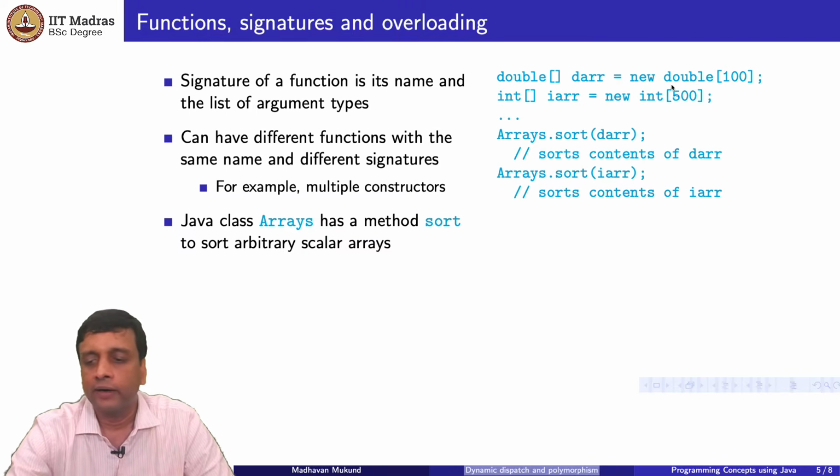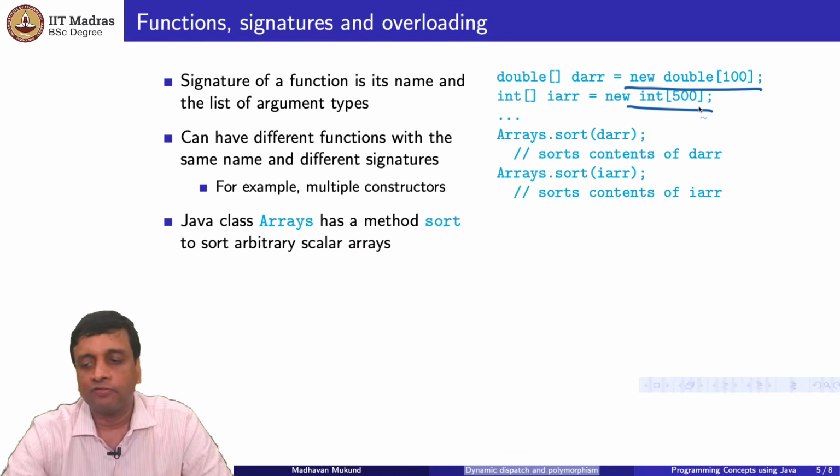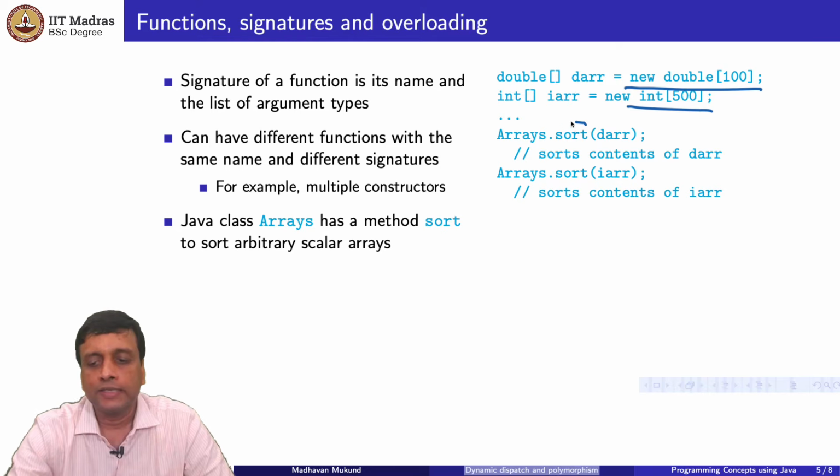So for instance, you can create a double array of size 100 and an int array of size 500. And then you can use the same sort function in Arrays. It's a static function, so you can call it without having to do anything. And you pass it, in one case, the double array, and in one case, the integer array. So you call the same function with two different types of arguments.